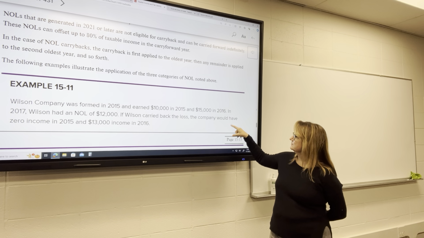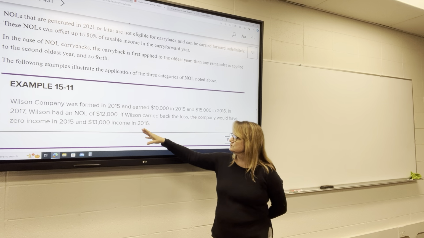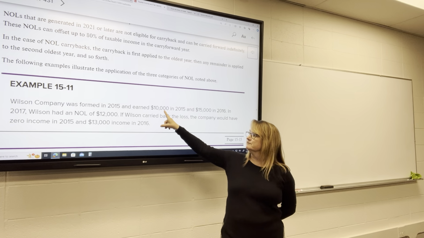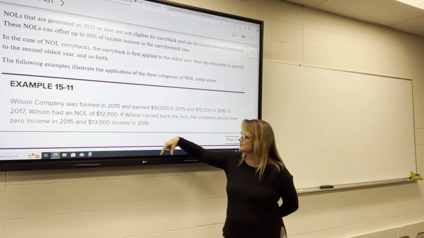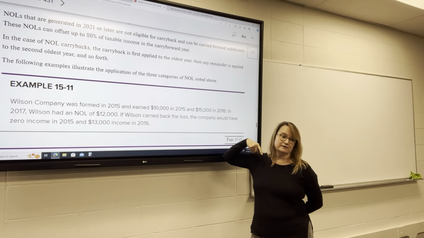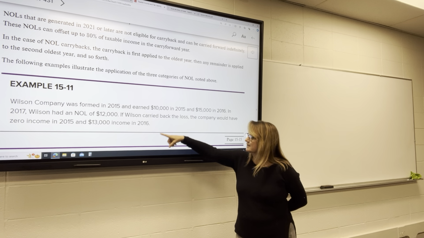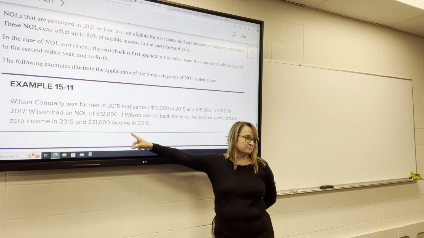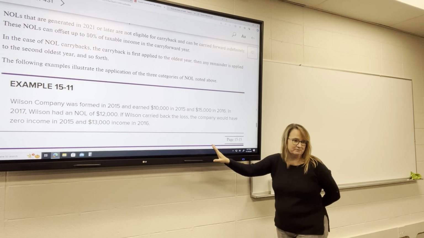If they carried back, the company would have 0 income in 2015, so that's 2 years. So this $12,000 would first absorb $10,000 of the income from 2015, and they would have $2,000 left over, and then the other $2,000 would absorb $2,000 of the 15, and they'd have $13,000 of income in 2016. Fairly simple. If they hadn't changed these rules, it would be fairly simple.